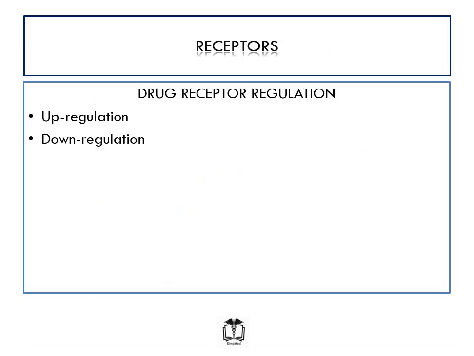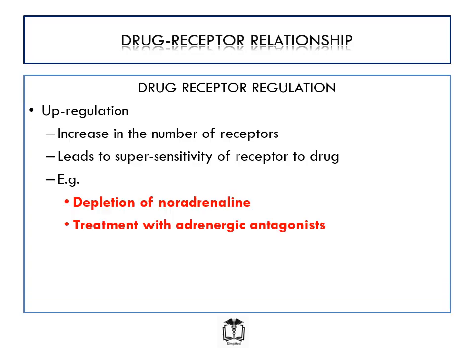The final concept we're talking about will be drug receptor regulation. It is important to note that everything in the body tends to be regulated. Drug receptor interaction also is regulated. We don't want a situation where a drug is overstimulating a receptor or over inhibiting a receptor. Thereby, we have what we call upregulation and downregulation. I will talk about that next in a couple of slides.